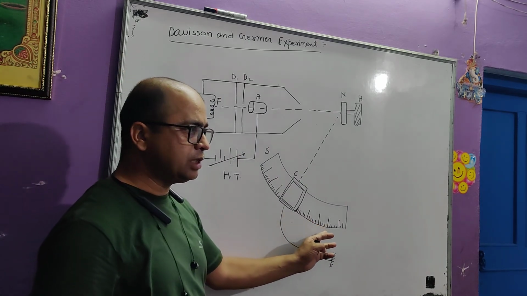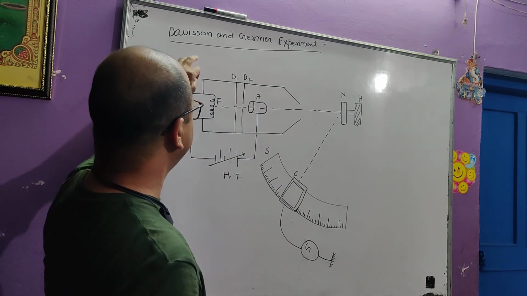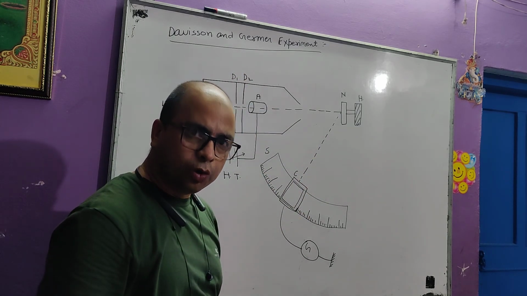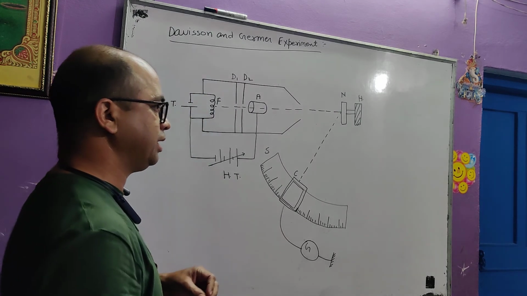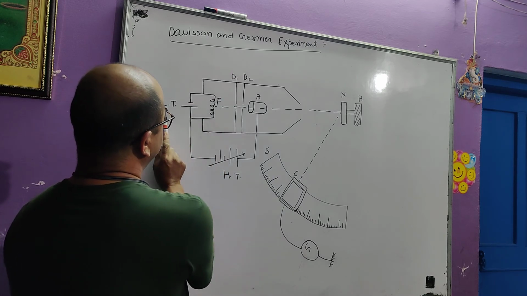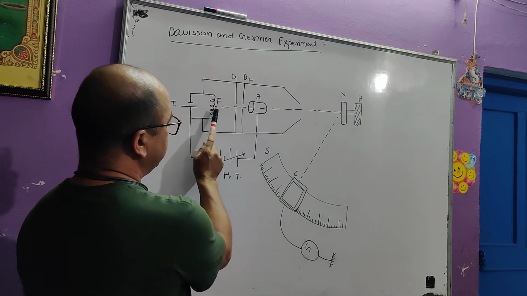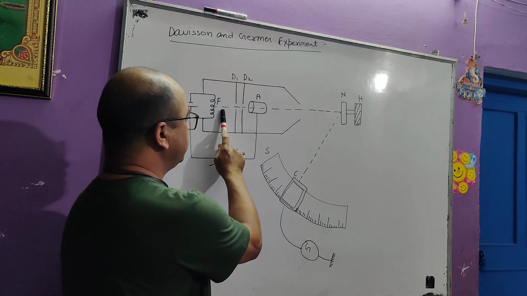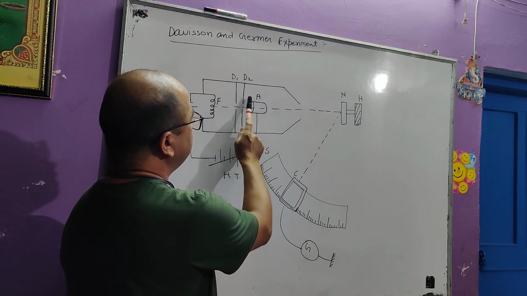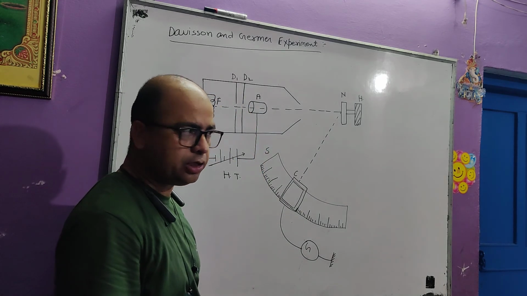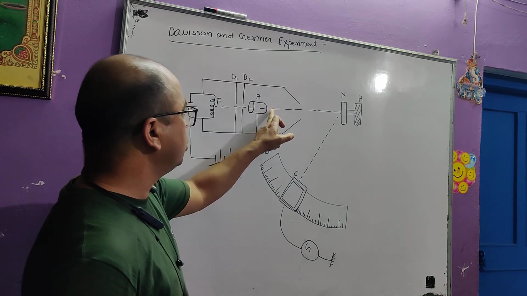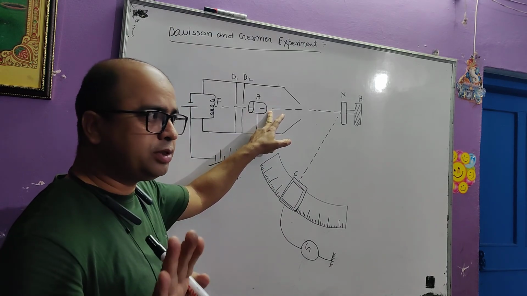This is the experimental setup of the Davisson and Germer experiment, which proves the wave nature of the electron. Again, I am repeating this. This is the filament, which is heated with the help of a low tension battery. Electrons are emitted from the filament. This electron beam is restricted along a straight line with the help of directing slits D1 and D2. The beam passes through a hollow aluminium cylinder A.